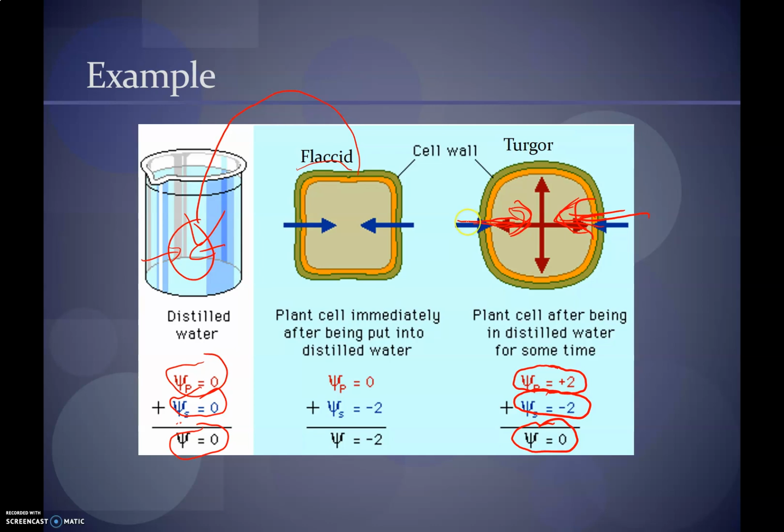But again, the point is that by the water flowing in, it creates a positive pressure force, the vacuole on the cell wall, and that cancels out the negative solute potential, making the total water potential 0. And now it's equal to the water potential of the distilled water. So movement won't stop. It will be at equilibrium, and water will flow in and out at the same rate.